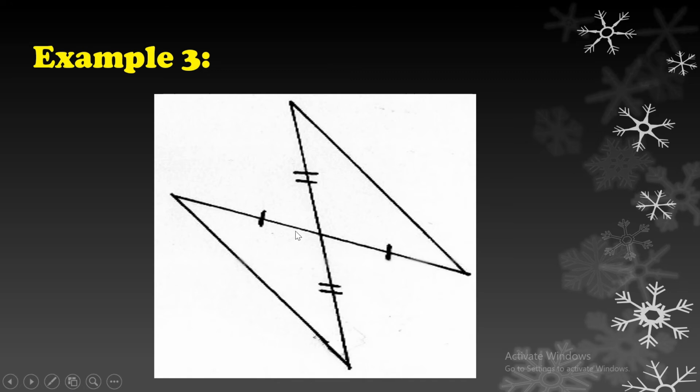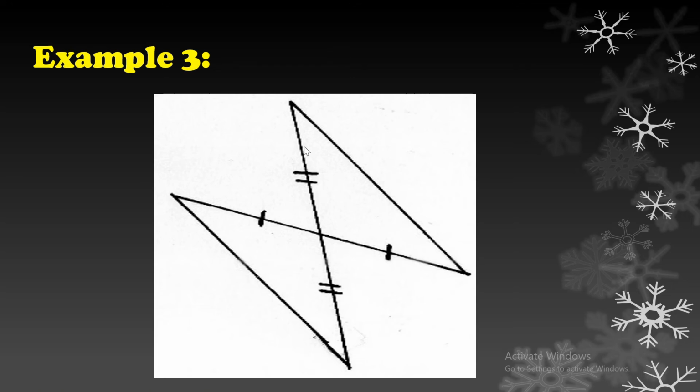Since we need that to prove that the two triangles are congruent using the SAS postulate, what do you think can be used to prove that these two angles are congruent? Very good. It's by the theorem, vertical angles are congruent. So since these two angles are vertical angles, then they are congruent.